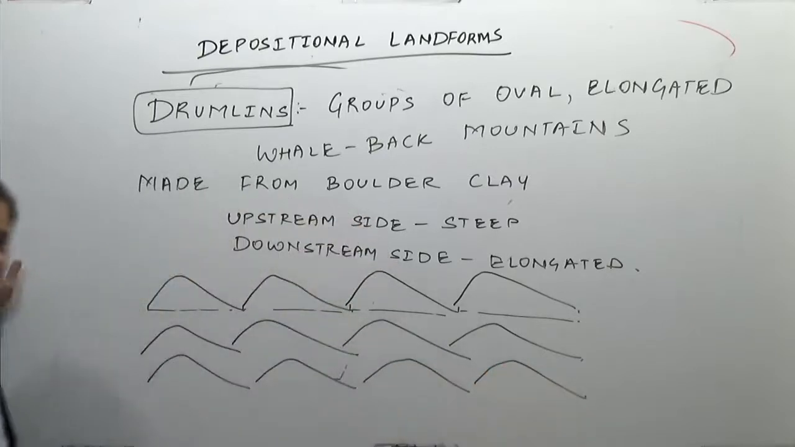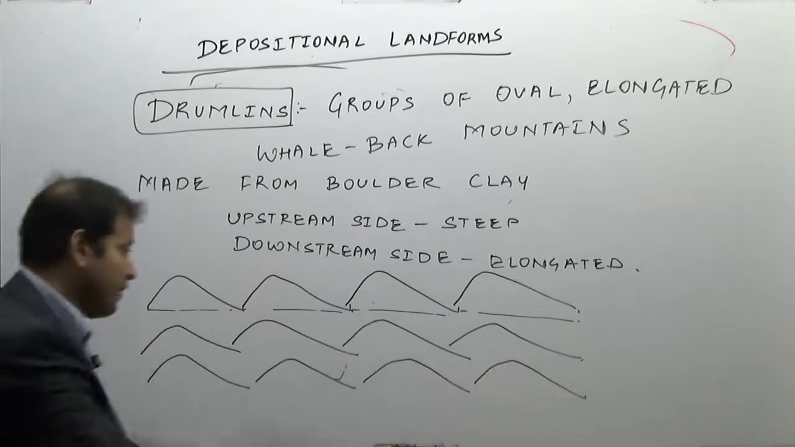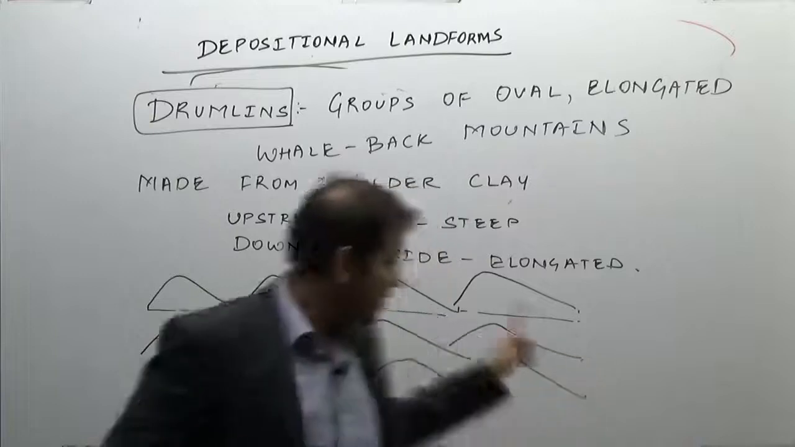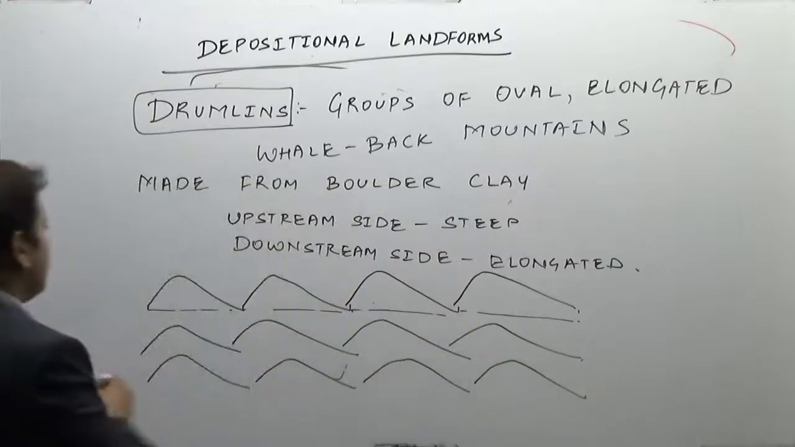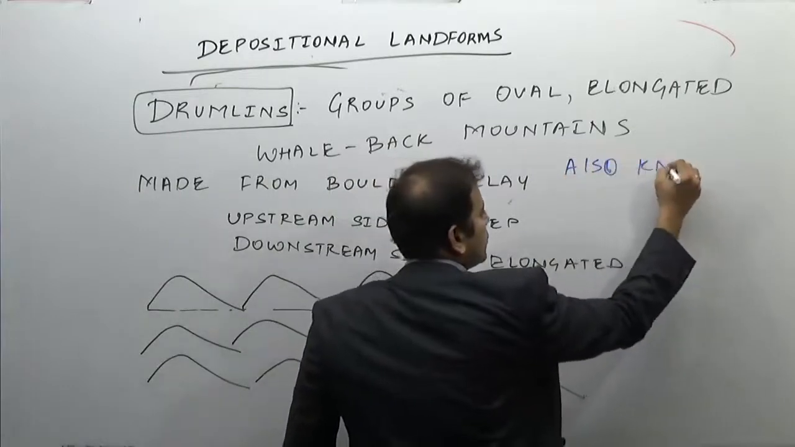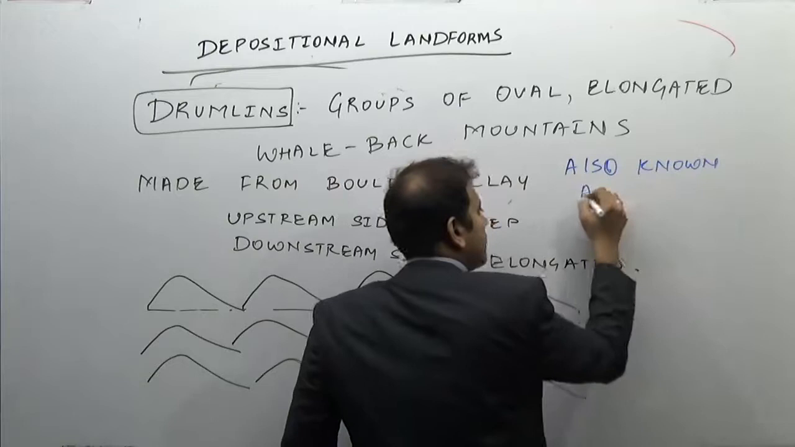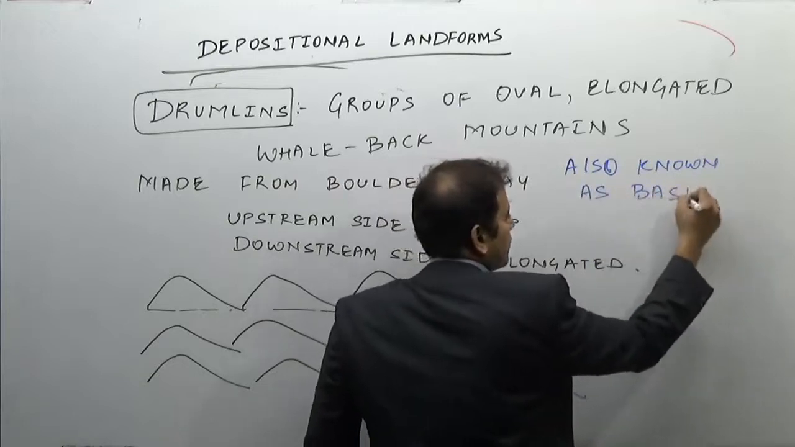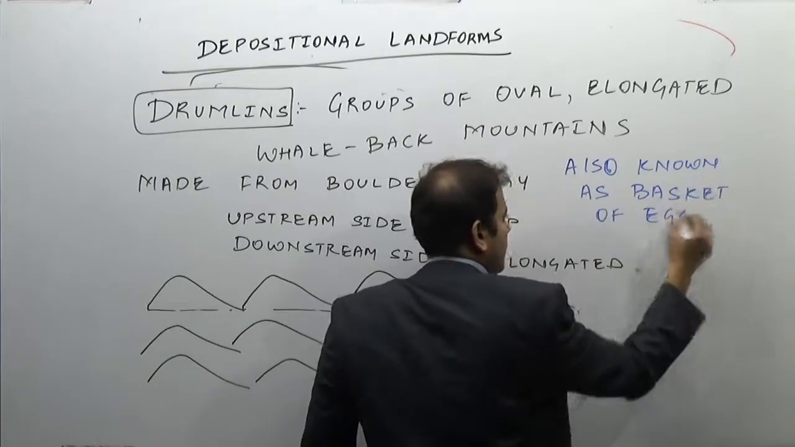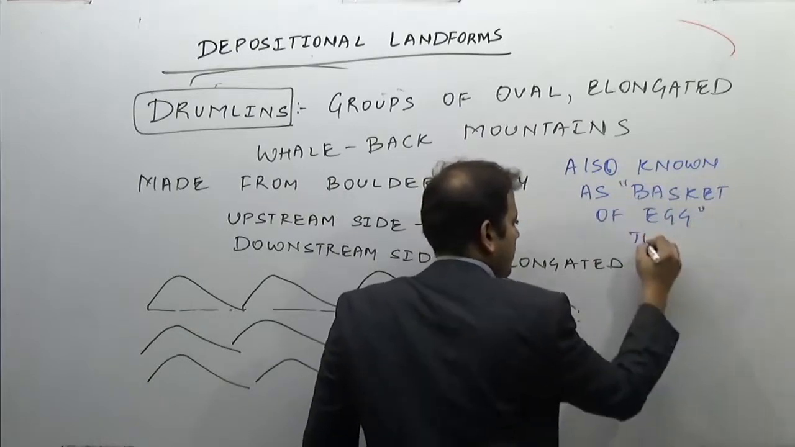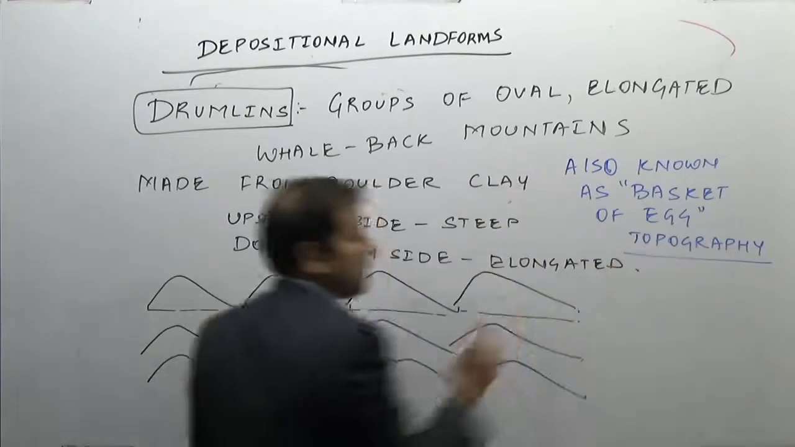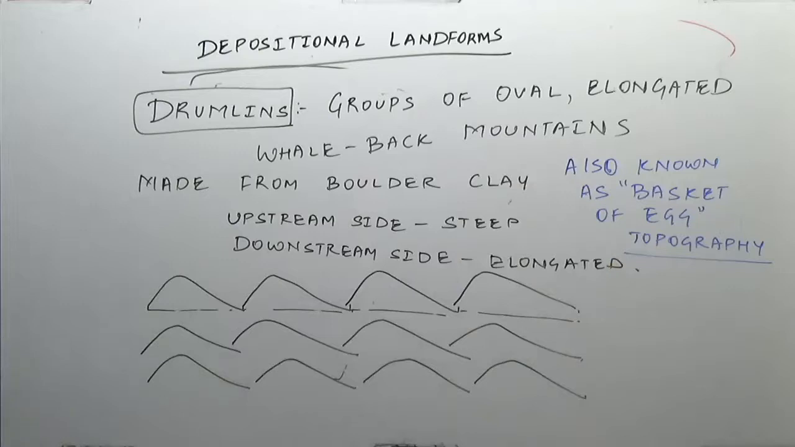In a particular region, they will be found in groups, and if you look from the top, this will look like a tray which is carrying numerous eggs. So it is also known as a basket of egg topography.